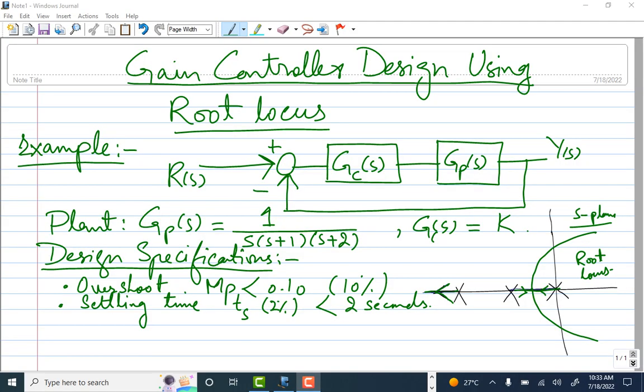Hello everyone, today we discuss gain controller design using Root Locus. So here is the example that we are going to solve.